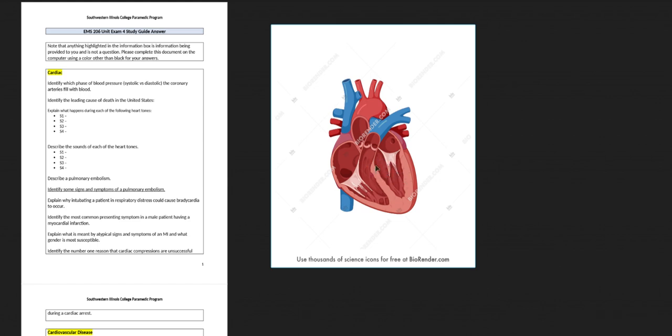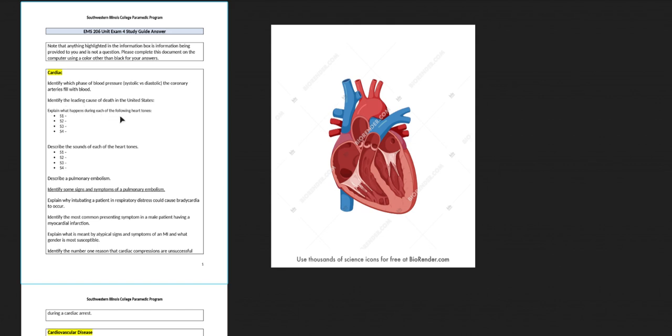So during systole, there's too much pressure in the arterioles of the heart for the blood to enter, and it has to relax. So during diastole, when the left ventricle relaxes, the blood can flow back down the aorta, and the valve is closed, so it's not going to go back into the heart, but it goes back into the coronary arteries. The leading cause of death in the U.S. is cardiovascular disease.